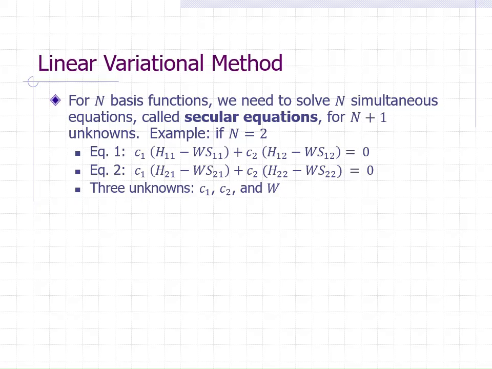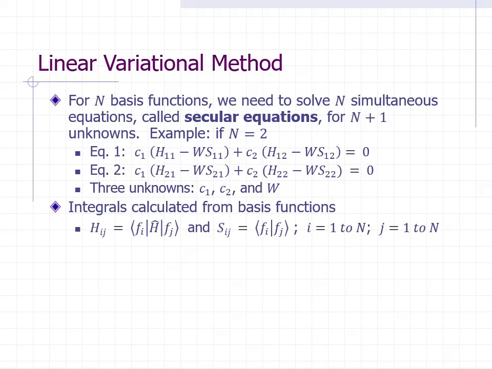In these equations, the coefficients are multiplied by expressions that involve integrals denoted here by h sub ij and s sub ij, for i equals 1 to n and j equals 1 to n. The integral h sub ij is represented by this Dirac bracket notation, where the Hamiltonian operates on function f sub j, then multiplied by the complex conjugate of function f sub i, and then integrated over all space. The integral s sub ij is represented by this Dirac bracket notation, where the function f sub j is multiplied by the complex conjugate of function f sub i, and then integrated over all space.